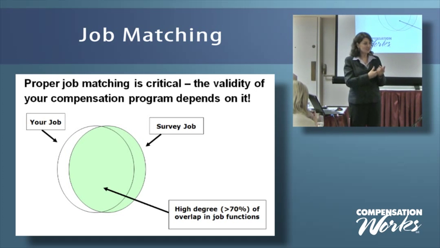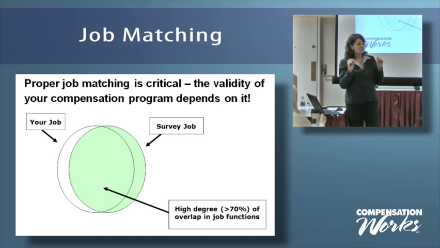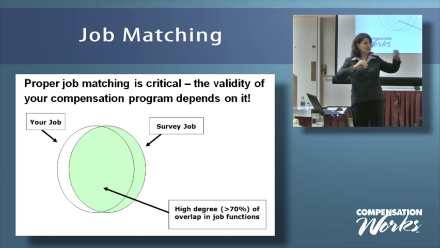If they are essentially the same, and in compensation land where I live, we look for a 70 to 80% overlap in those functional areas. If the scope, education and experience overlap 70 to 80%, then we say yes, it's a match. We could hire somebody with a similar skill set into this position, or we could lose somebody to this position.